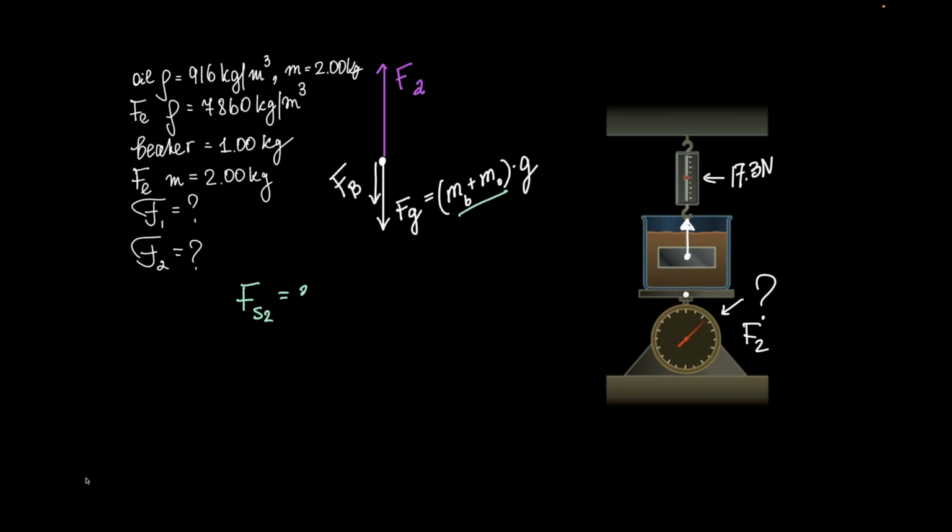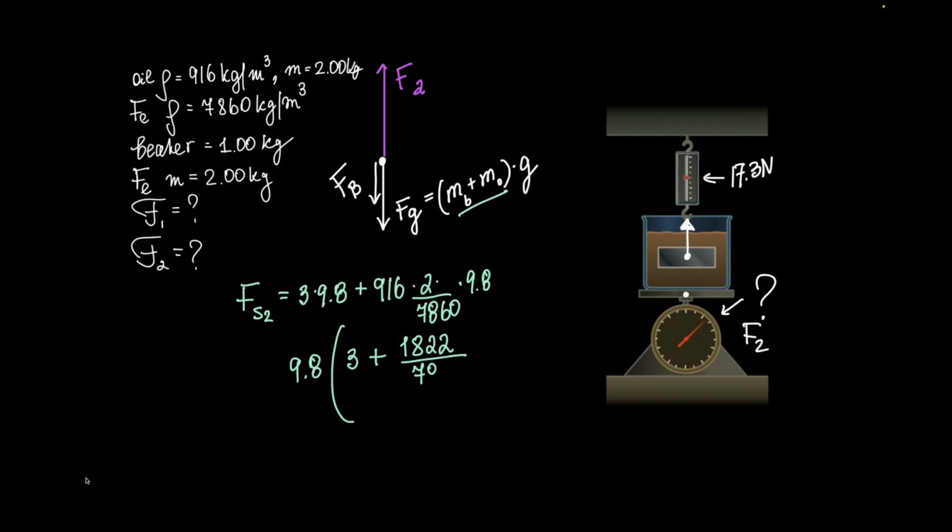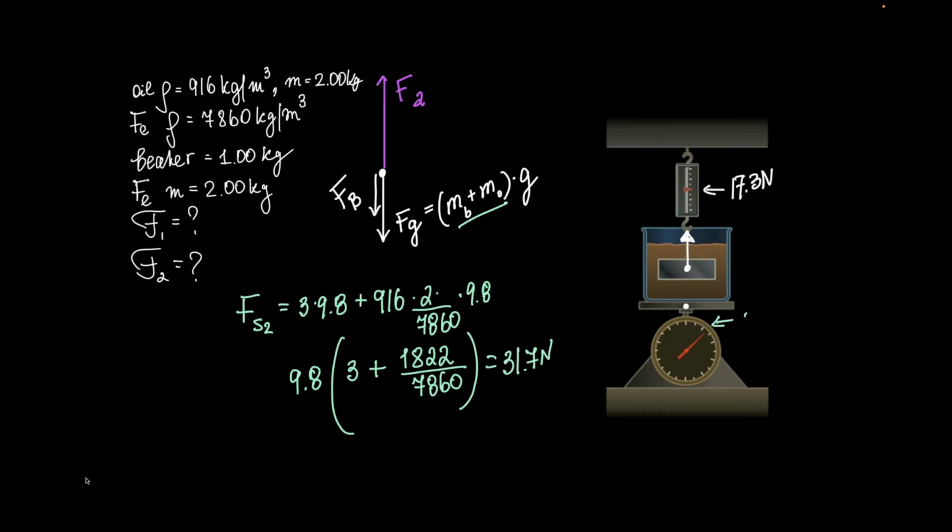This is going to be 3 times 9.8 plus buoyant force, so that's 916 times 2 over 7860, that's the volume, times 9.8. I can factor out 9.8 times 3 plus, that's going to be 1822 over 7860. Grab your calculator, let's compare notes again. So this reading is 31.7 newtons. That is how you solve this question.